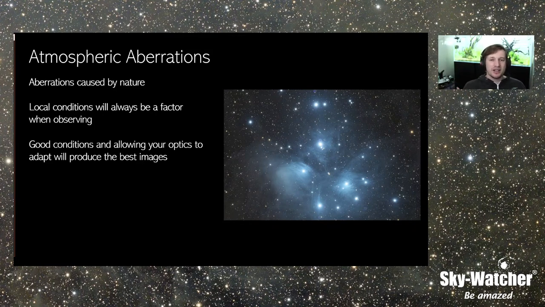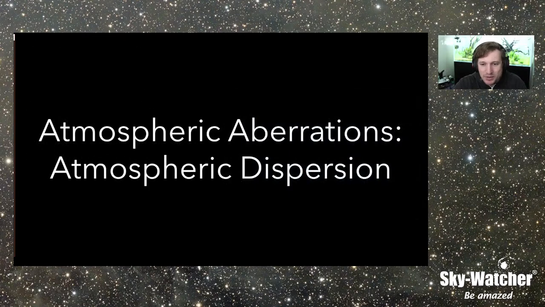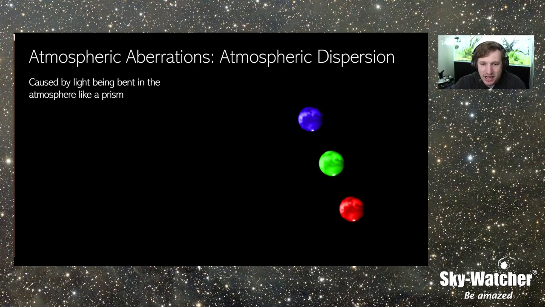Your seeing conditions are going to be the major dictator of how sharp your images are going to be for the evening. You're going to have to deal with that from night to night. We have a whole episode talking about seeing conditions if you want to go back and take a look at that. But nature is going to be the big factor of how you deal with that. Now, one of the biggest ones, and really the only one that I could dig up for this, is atmospheric dispersion. This is caused by light being bent in the atmosphere. It's like a prism, like the Pink Floyd album.